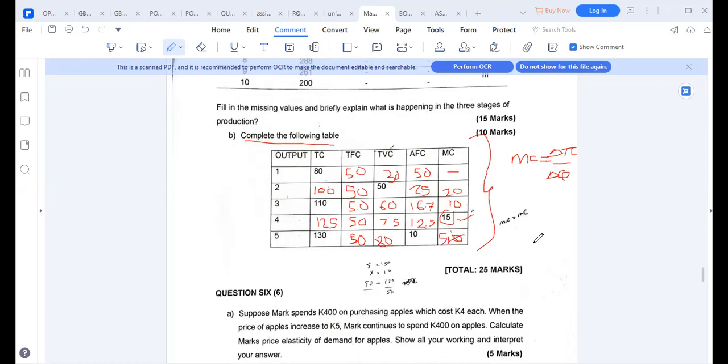Okay. So that's clear. Yes. So this is how we're supposed to get the 10 marks. So this very question will be your homework.